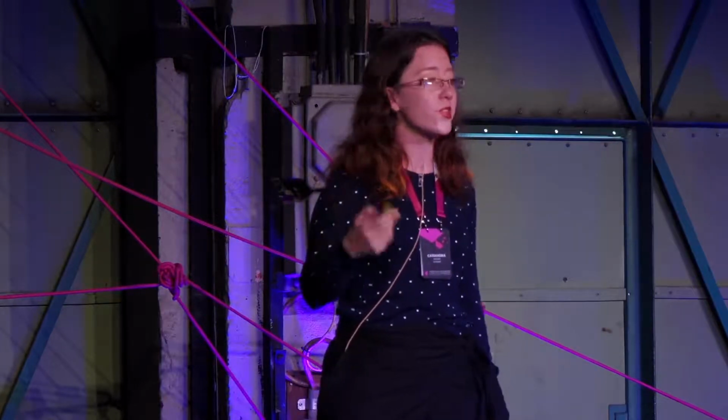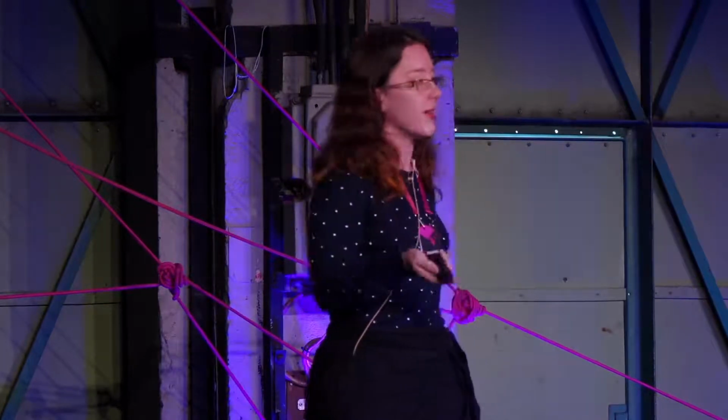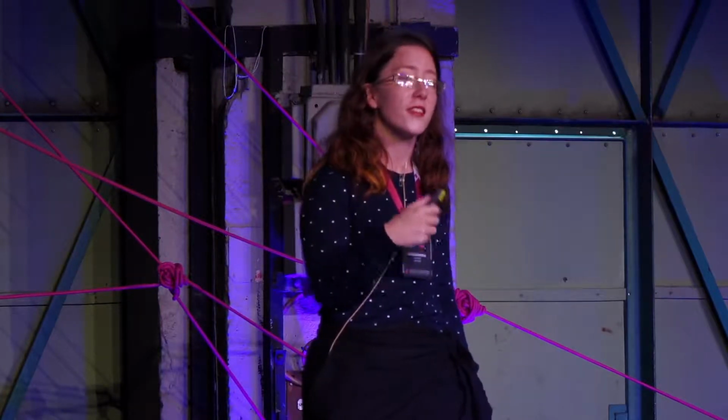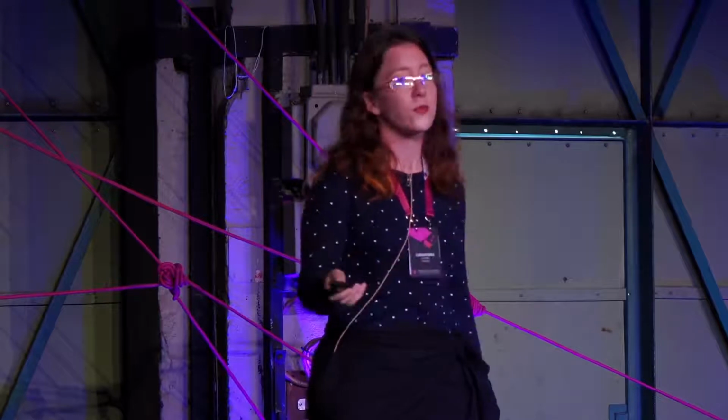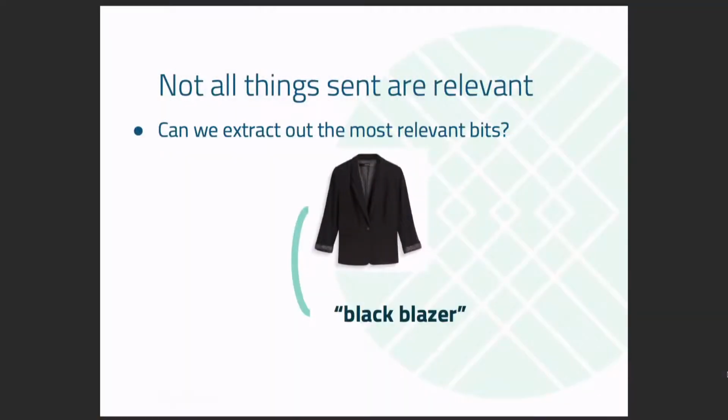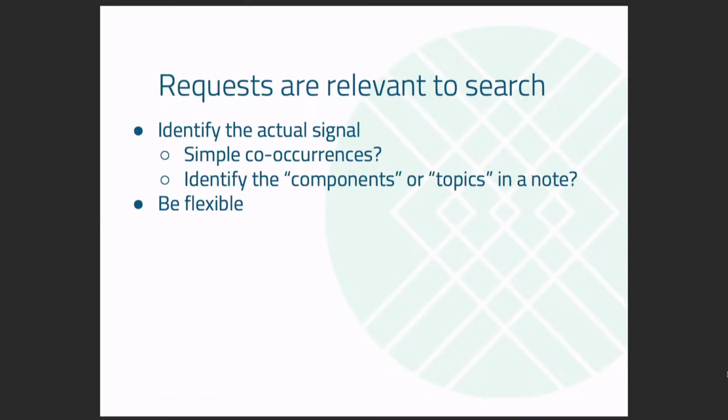We want to be able to extract out the most relevant bits. So we want to say, okay, well, there's only one item in this request that was relevant to this particular request. So this black blazer is the only item we should focus on. So we're going to basically try and identify the signal that's in these requests beyond simple co-occurrences. And I'll walk you through the methods that we actually use there, with the explicit goal of also being flexible.